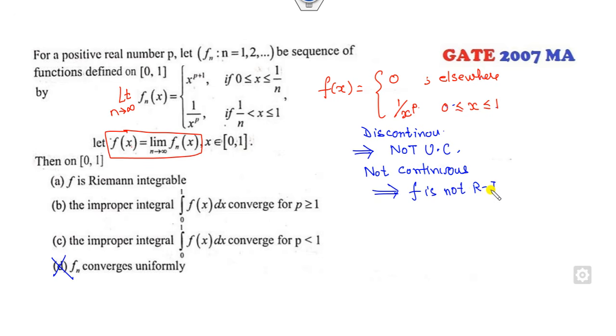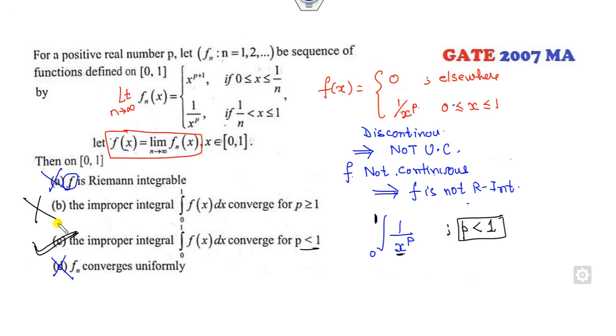As I already told you in the Riemann integrable lecture, they are talking about f here, and f is not continuous, so it means it is not Riemann integrable. Now look at this integration 1. What is f(x)? This. Now when will it be convergent? It's from 0 to 1. 0 is the only point of singularity, so it will be convergent when p is less than 1. So C is the correct option of this problem.